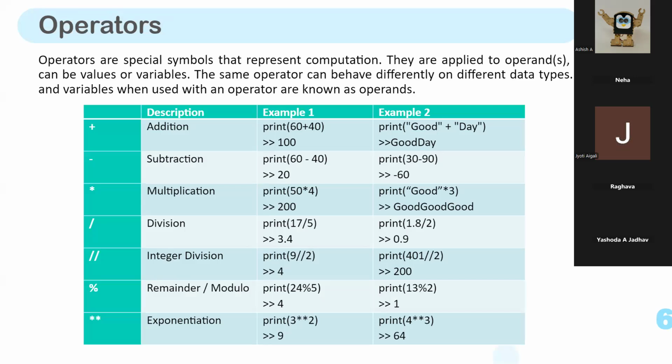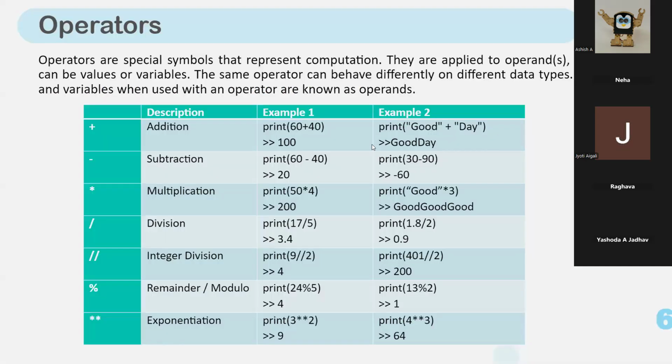As you can see over here, we have different types of operations: addition, subtraction, multiplication, division, integer division, remainder or modulo, and also the exponential. So we have a set of examples as well. And what is the symbol used for the same? For example, for addition, we are using the plus sign. Print 60 plus 40 is equal to 100.